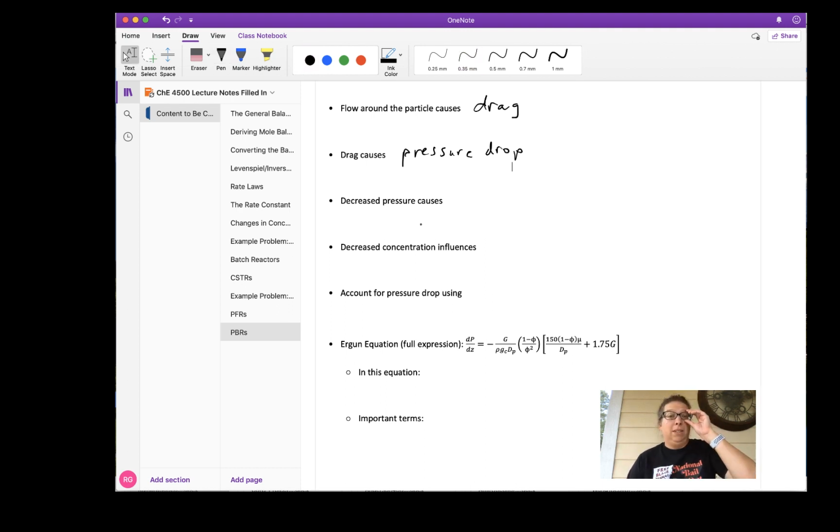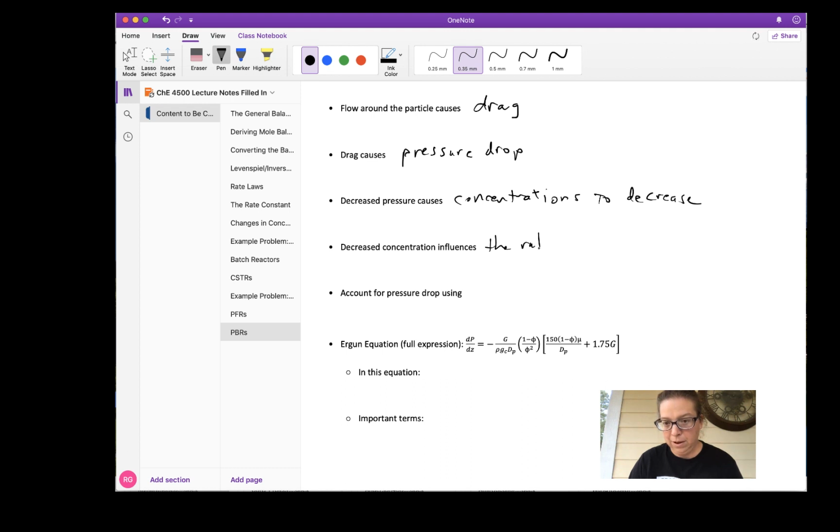Pressure drop means a decrease in the gas pressure. The decreased pressure causes a decrease in concentration. The decreased concentration influences the rate, we'll say the rate law. So hence, it has a significant influence on the design of reactors involving catalyst packing. So we need to account for this pressure drop. We account for it using the Ergun equation.